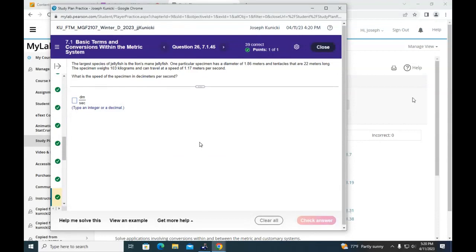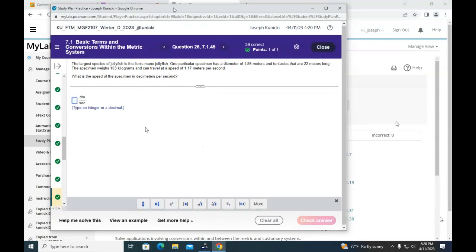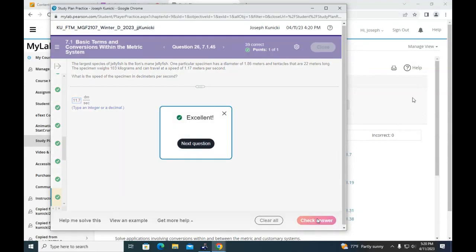See, now this one's the speed. This is meters per second. We want decimeters per second. It's 1.17 meters per second, and then deci would be go down 1, so you multiply by 10. So move the decimal place one place to the right because you're multiplying. So it's 11.7. We have 1.17. Move the decimal place to the right one space. Okay, so it becomes 11.7.